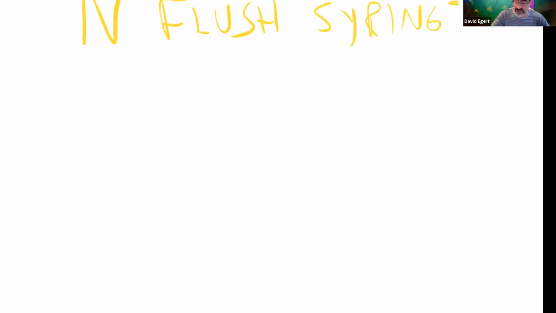So what we're going to do now is look at an IV flush syringe and understand how all these fit together. I have them in my office at school, but I have pictures. I'll show you a picture of one once we're done. So the idea here is, I'm going to have some syringe.